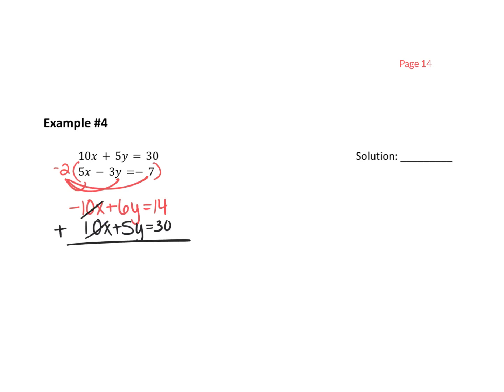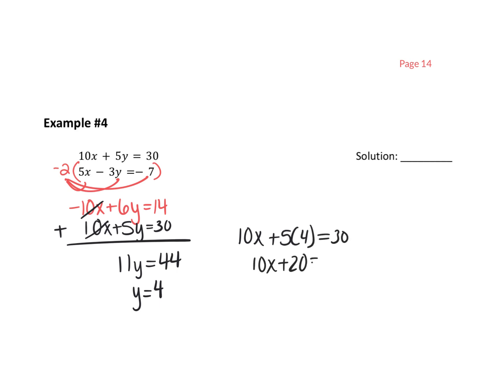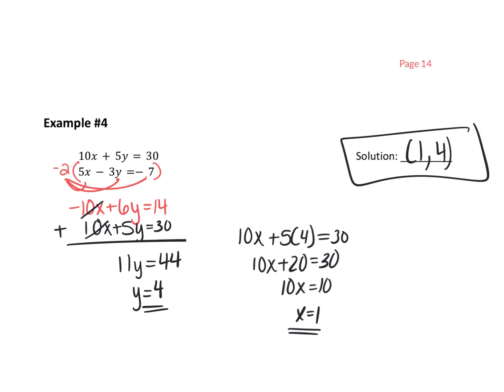And my x's cancel out. I have 11y equals 44. Divide both sides by 11, and I get a y value of 4. Then again, we plug that back in. I'm going to go to this first equation, plug 4 in for y, and solve for x. 10x plus 20 equals 30. 10x equals 10. x equals 1. So my x value is 1. My y value is 4. My solution is 1, 4.